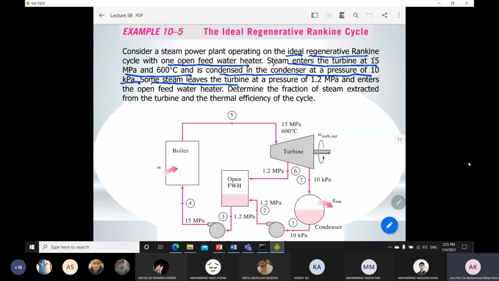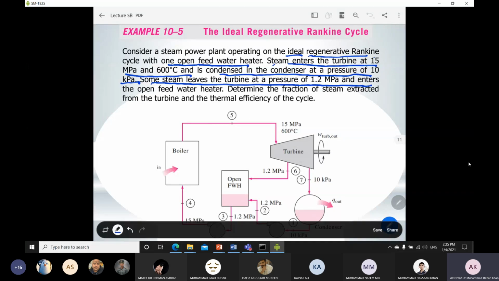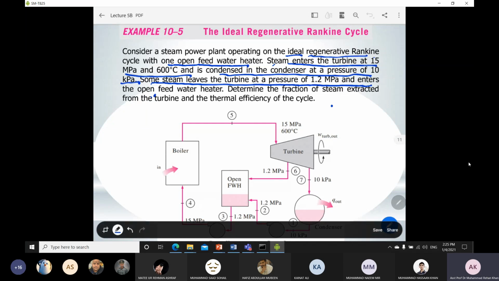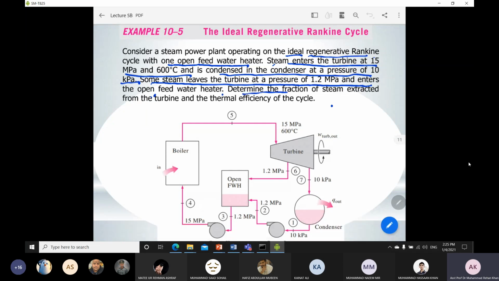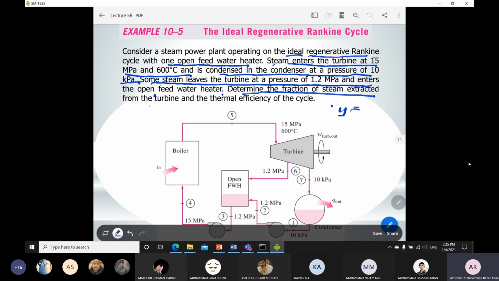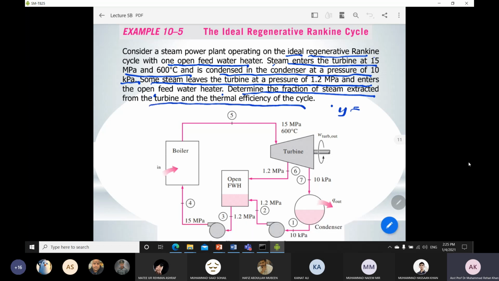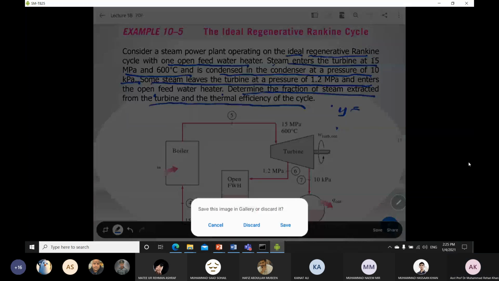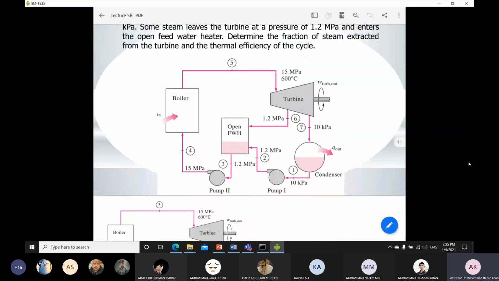Some steam leaves the turbine at a pressure of 1.2 megapascal. So the bleeded steam is extracted at a pressure of 1.2 megapascal and enters the open feed water heater. Determine the fraction of the steam. So we have to find Y, which is the fraction of the steam extracted from the turbine, and the thermal efficiency of the cycle also. So this is how we can deal with the question.